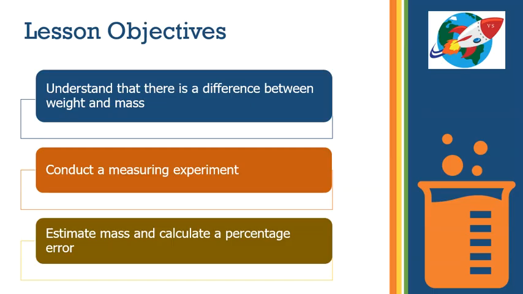So what are our lesson objectives for today? Firstly, to understand that there is a difference between weight and mass, to conduct a measuring experiment, and to estimate mass and calculate a percentage error.